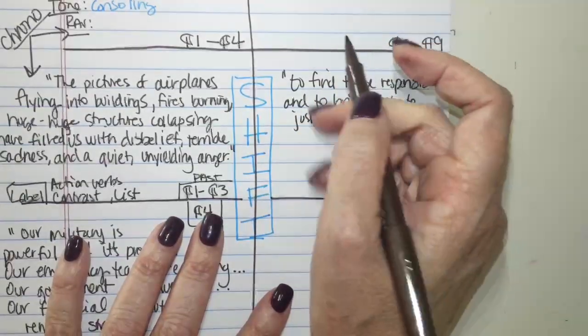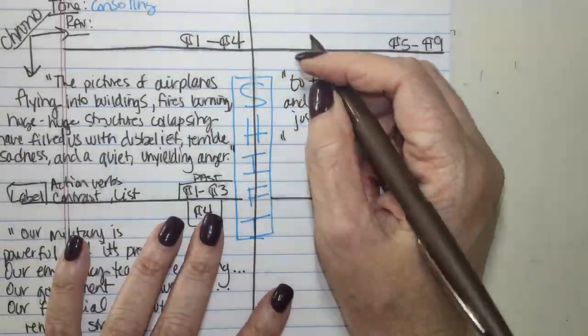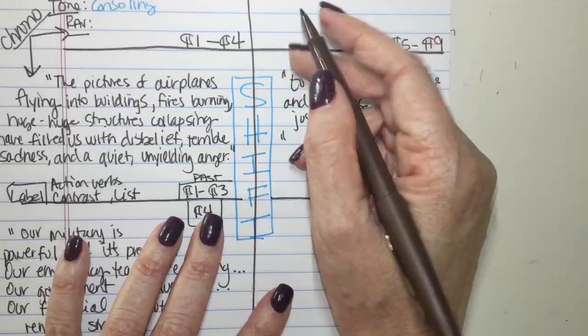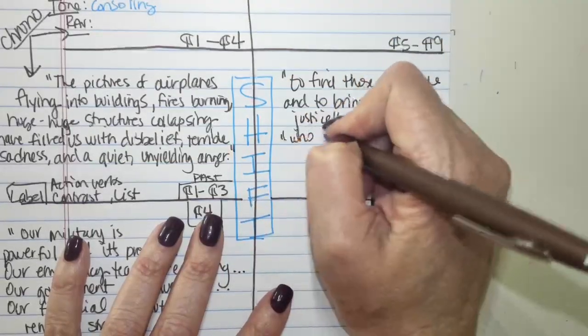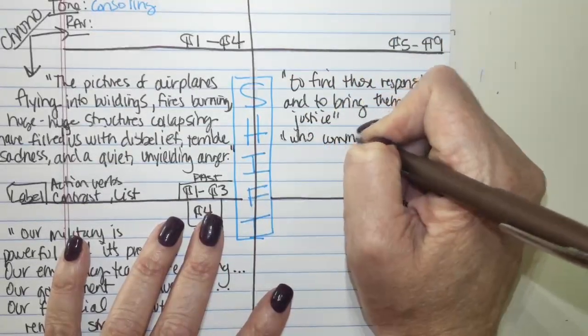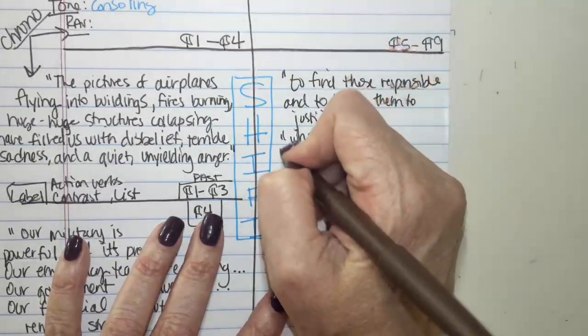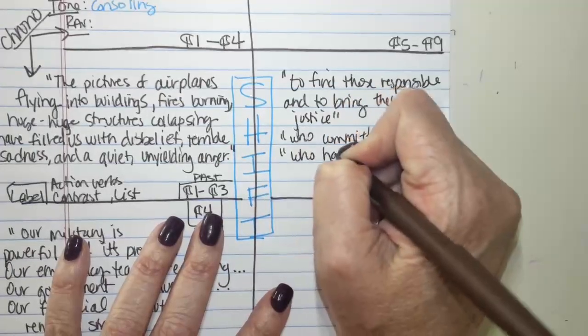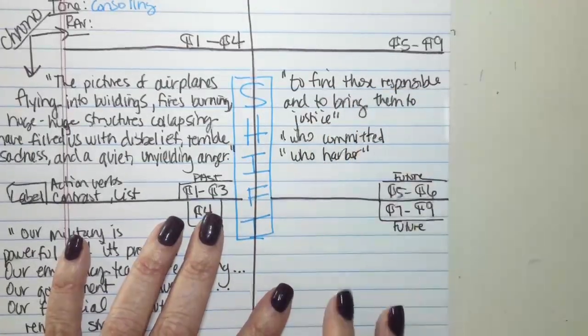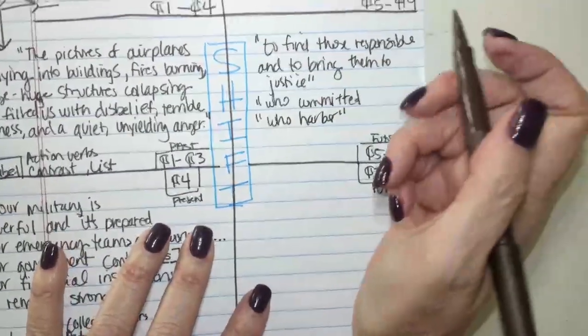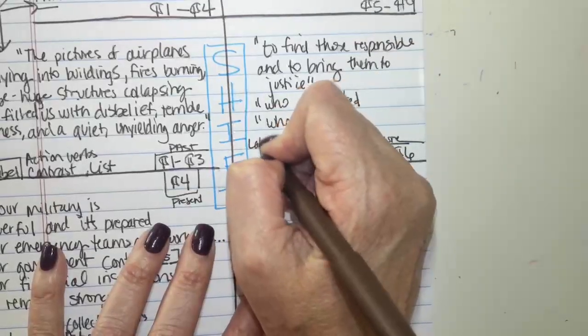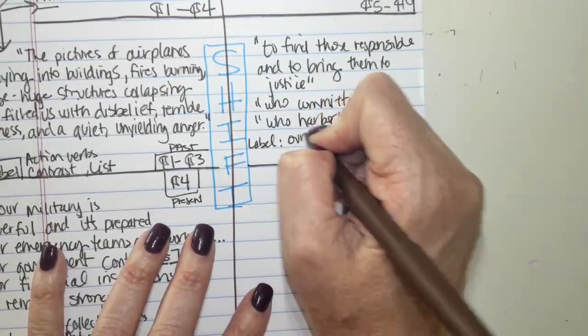Yeah, and I would probably group the idea of who committed and who harbored. I might find a way to add those in together. So we have our actions, so the label would be "our actions."